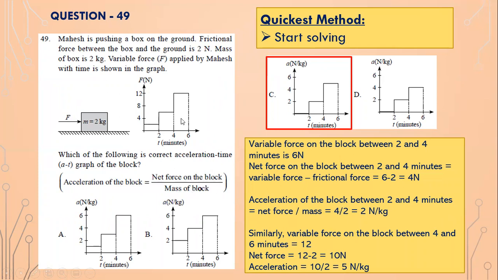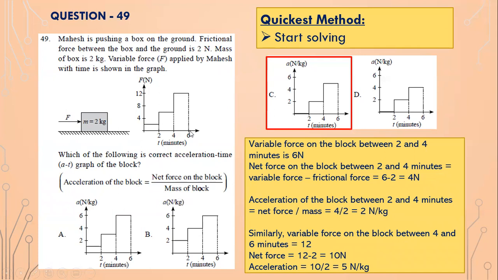So what is the net force? The variable force minus frictional force, isn't it? Because the variable force is the pulling force and frictional force is the opposing force. So 6 minus 2. Variable force is 6 and frictional force is 2. So net force is 6 minus 2, which is 4 newtons. So acceleration will be 4 newtons upon mass of the block, 2 kg. 4 upon 2 is 2 newtons per kg.